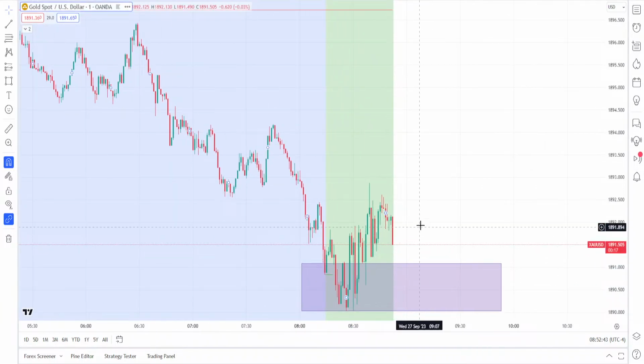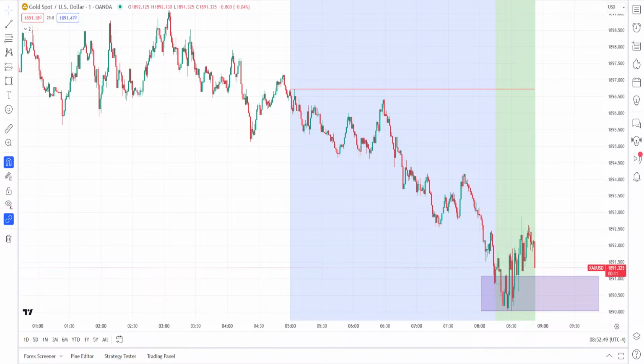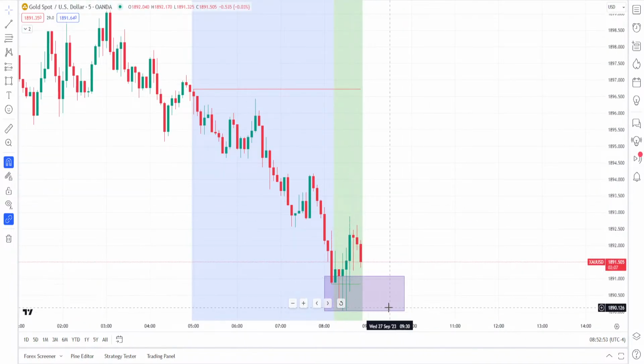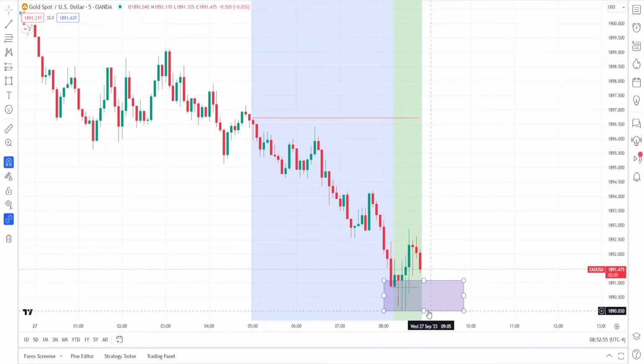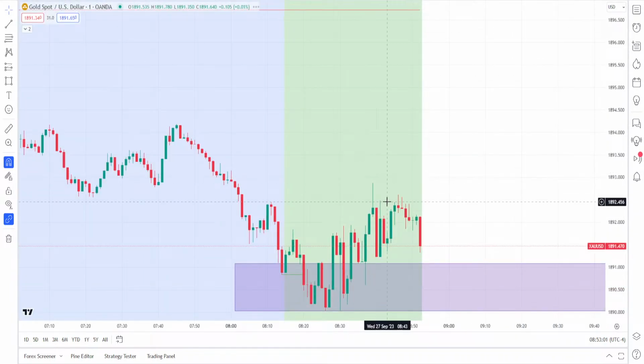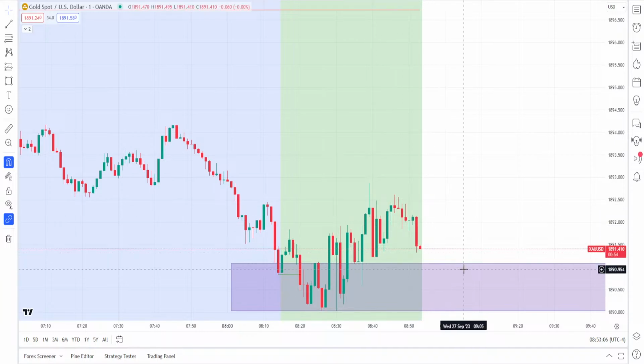Now, it may very well lose because this support area it's created could just end up being taken. There's a lot of wicks here, but we may see price break and keep going down. So today is very bearish, so it could be that we lose the trade.